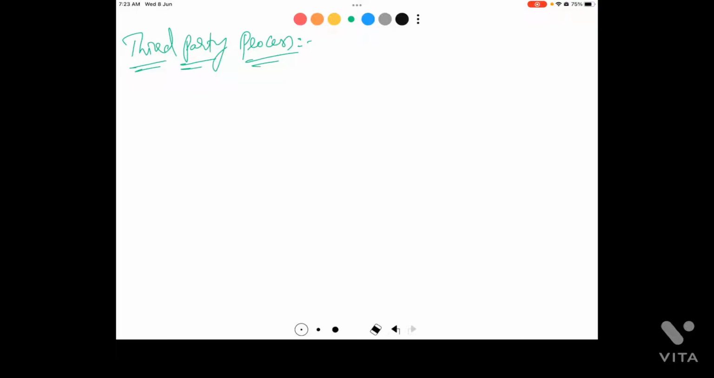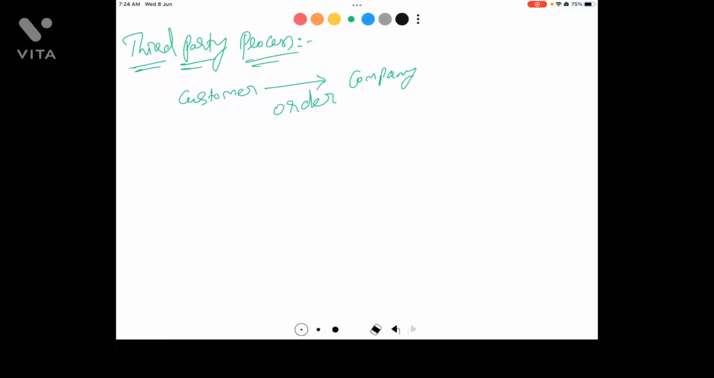Let's go to this third party. The third party procurement process is nothing but this: we get an order from a customer. Let's say the customer ordered a product, maybe a mobile. We received the order as a company. Now I will request the vendor, buying from outside. It depends on the client, but they can buy from the vendors.